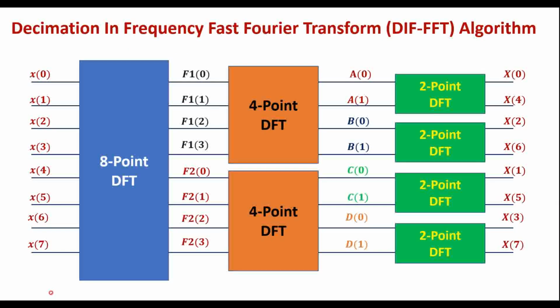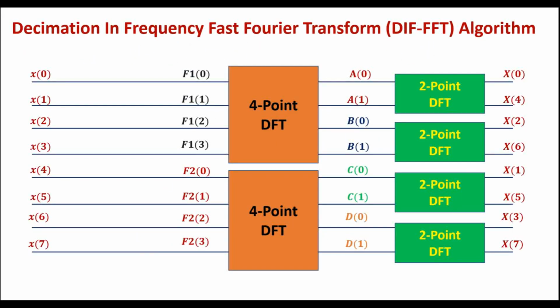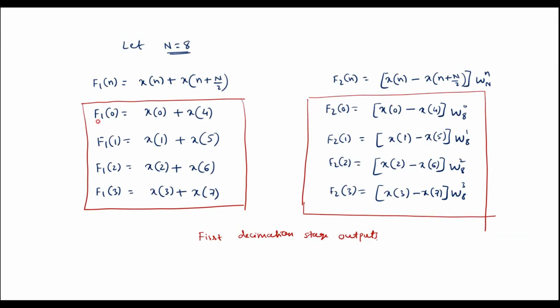This is the block diagram. Now let me draw the signal flow graph after first stage decimation. This first stage decimation is already done, so we got the outputs f1 of n and f2 of n. In the first stage, x of n are the input sequences, and f1 of n and f2 of n are the output sequences. Here there was the 8-point DFT block, and now I will replace that with a signal flow graph. So here we can see that f1 of 0 is equal to x of 0 plus x of 4.